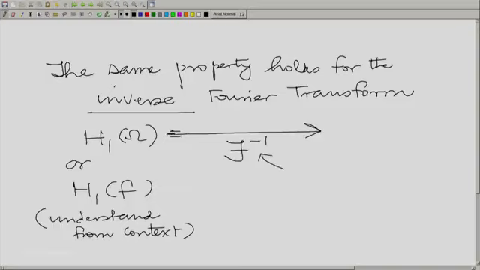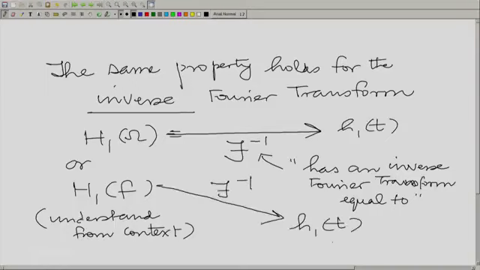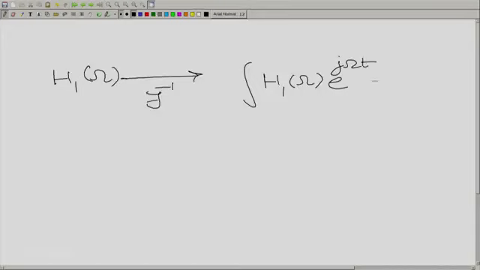So, we interpret this to mean has an inverse Fourier transform equal to h1 of t, and we will use the same symbol here. From the context it will be clear. The only difference is how we interpret that symbol, and the interpretation just has a small difference of a constant. So, when we are talking about angular frequency, the Fourier inverse should be calculated as follows. You need a factor of 1 by 2 pi.